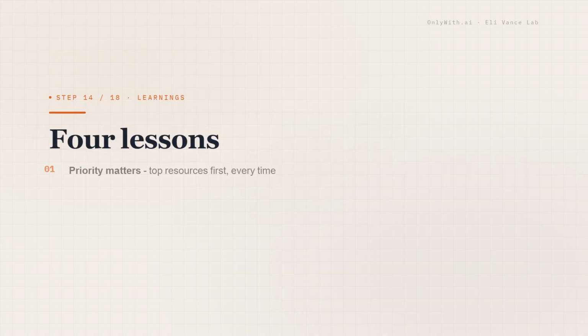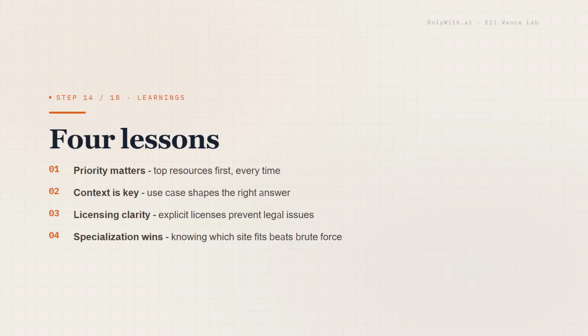Four things I learned building this. Priority matters. Starting with the best resources gets better answers faster. Context is key. Knowing whether it's a website hero or a social post changes everything. Licensing clarity prevents legal problems. And specialization wins. The agent knowing Undraw is right for SVGs beats any generic search.